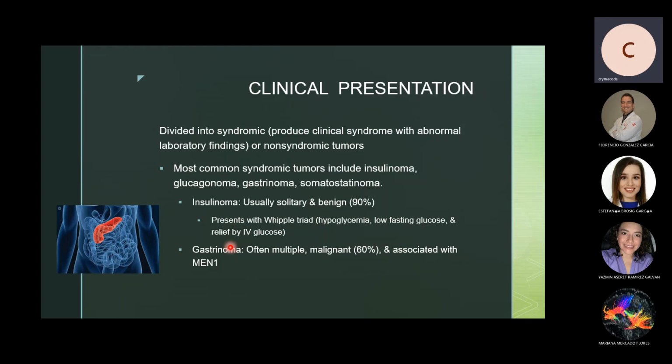The clinical presentation is divided into syndromic tumors, with a clinical syndrome and abnormal laboratory findings, or non-syndromic tumors. The most common syndromic tumors include insulinoma, glucagonoma, gastrinoma, and somatostatinoma. Insulinoma is usually solitary and benign, and 90% present with Whipple's triad: hypoglycemia, low fasting glucose, and relief by intravenous glucose. And gastrinoma is often multiple, malignant in 60%, and associated with MEN1.